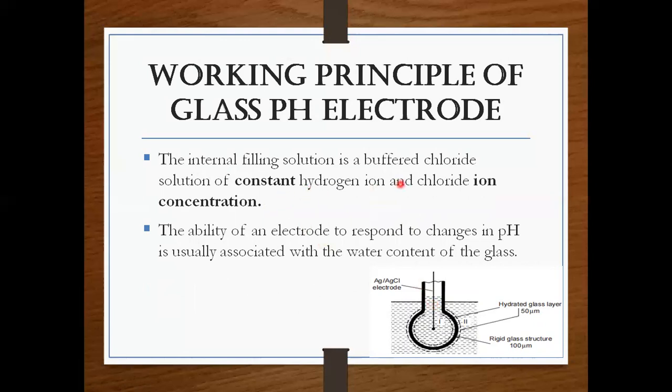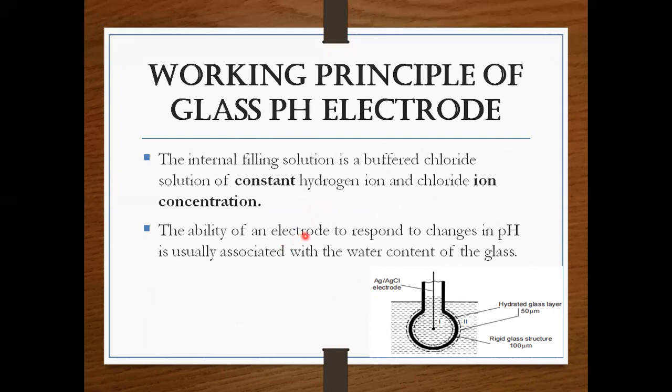So the internal filling solution is a buffered chloride solution of constant hydrogen ion and chloride ion concentration. As I stated in the construction section, the internal buffer solution has a fixed pH, that is 0.1 molar HCl solution. So the hydrogen ion establishes an ionic exchange equilibrium with the inner glass surface to produce the phase boundary potential on the inside of the glass membrane, while the chloride ion establishes a constant potential with a silver chloride internal reference element, and hence the chloride and hydrogen ion concentration is fixed or constant.